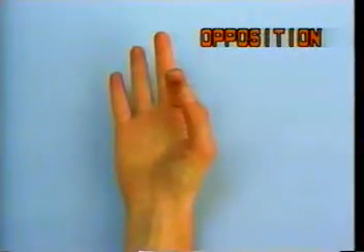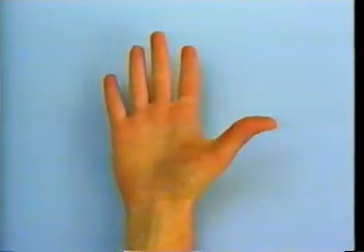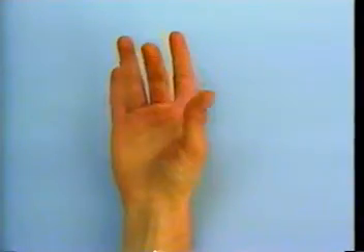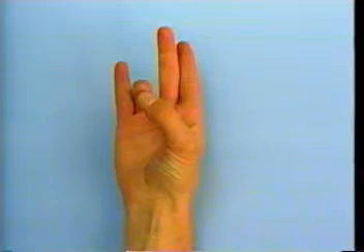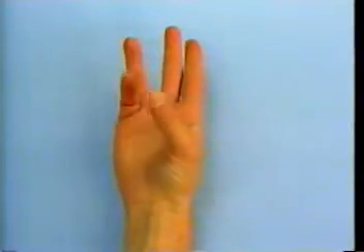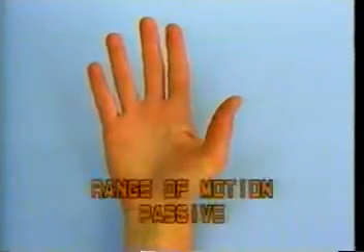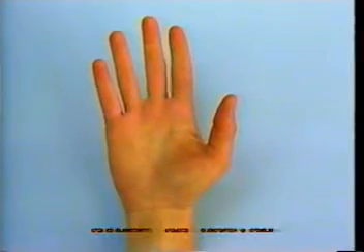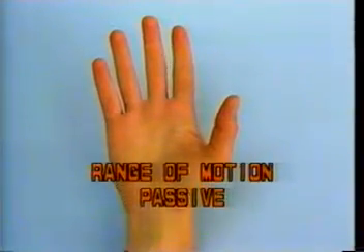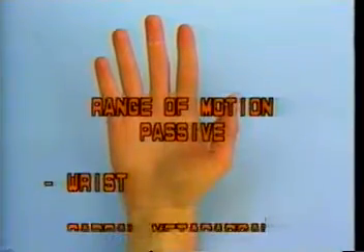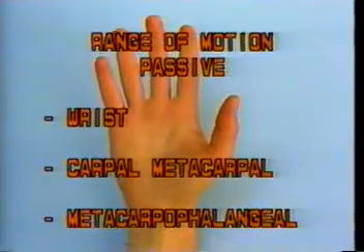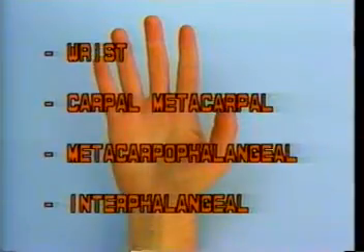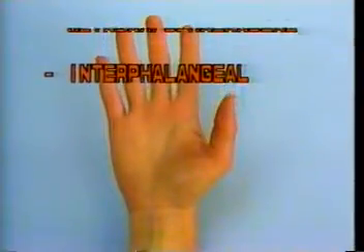Opposition. Opposition of the thumb is tested by instructing the patient to bring the thumb out of the plane of the palm and across to touch each of the fingertips in turn. Range of motion, passive. If any restriction of motion has been noted during active assessment, the examiner must gently test each joint or joint complex passively in an attempt to determine the cause of the decreased range of motion.